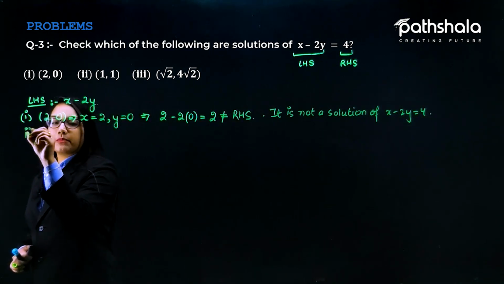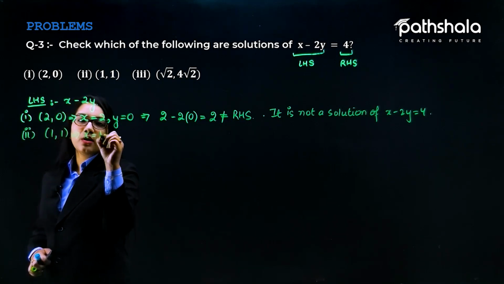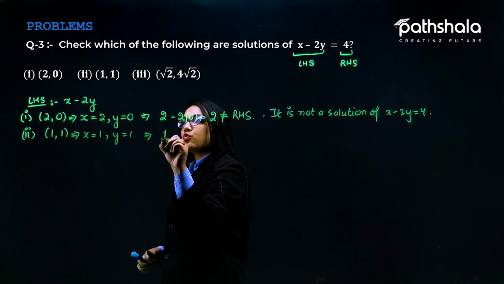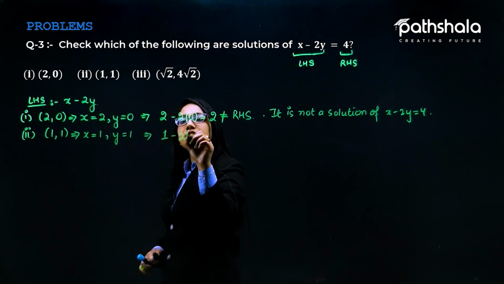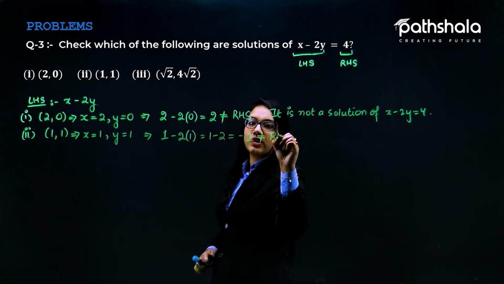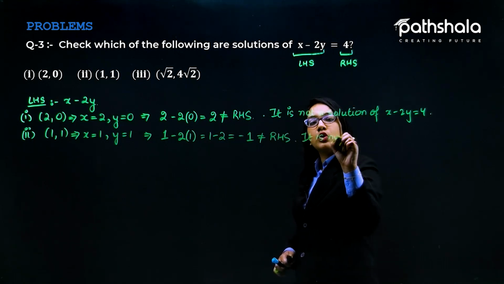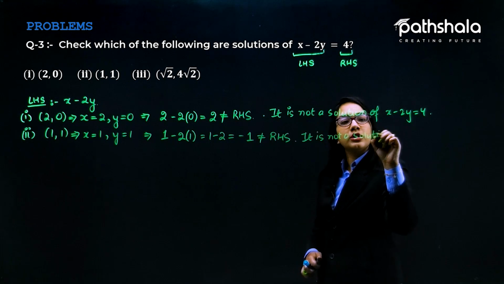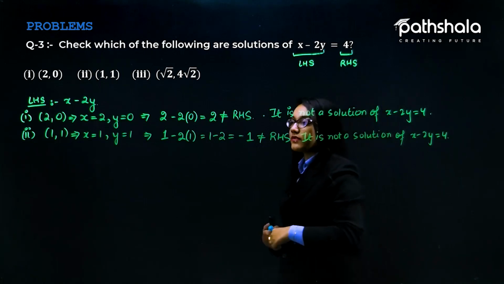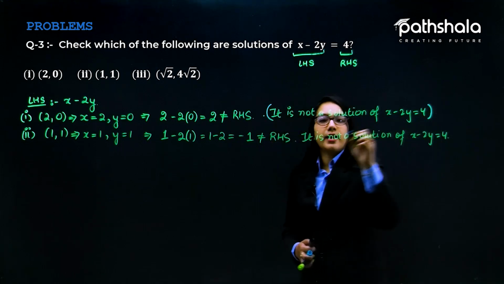Let's talk about the second part. It is the 1 comma 1 coordinate. So x is 1, y is 1. Let's substitute the values. So this is 1 minus 2 into 1, which is minus 1. Again, it is not equal to the RHS, because RHS is 4. Hence, again, it is not a solution of x minus 2y is equal to 4, because it is not satisfying the equation at all. So if it is not satisfying, it is not a solution.